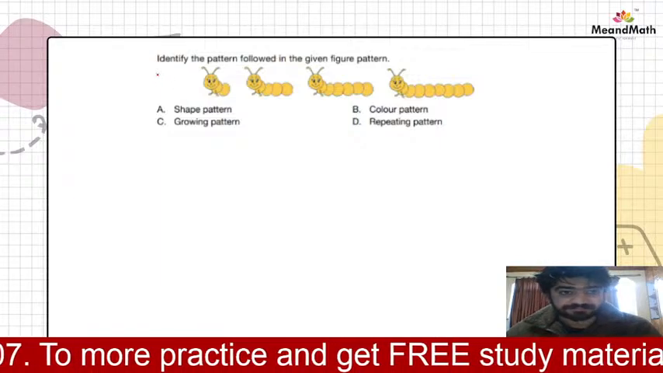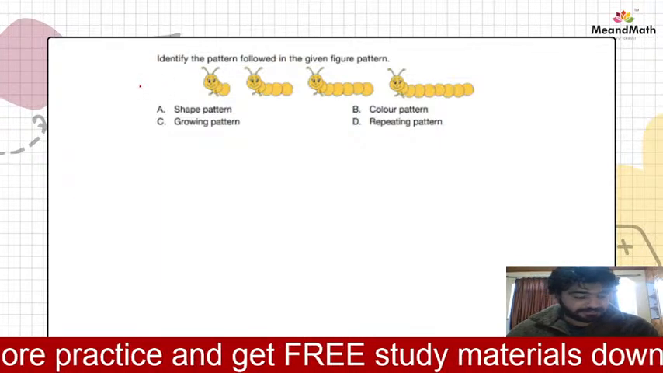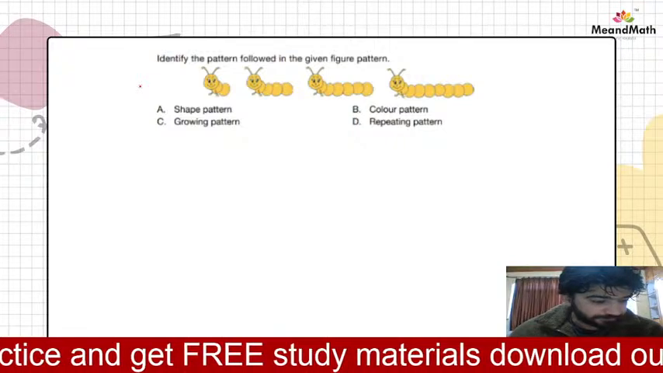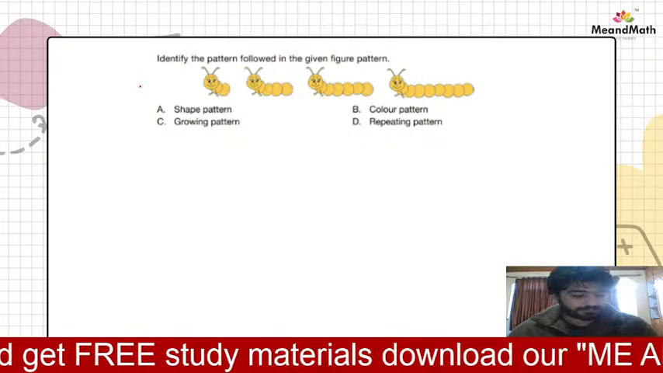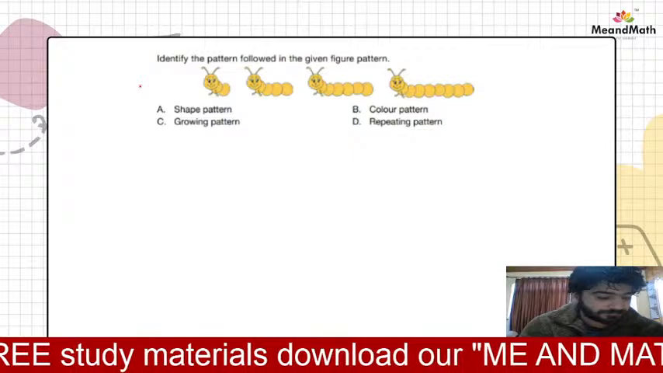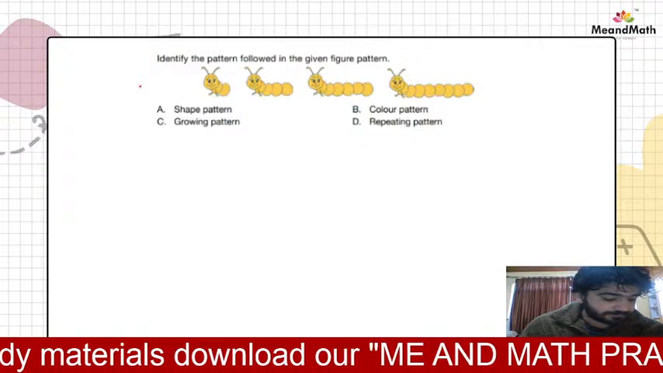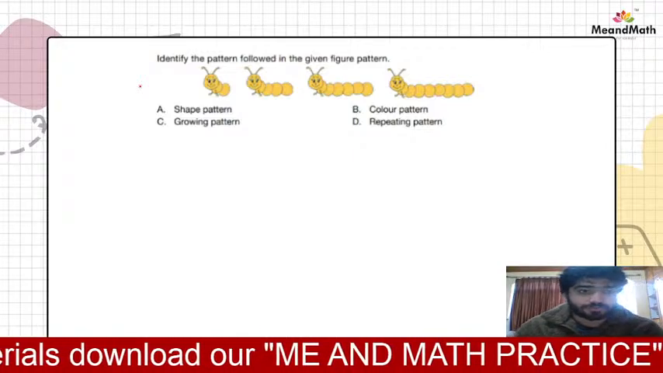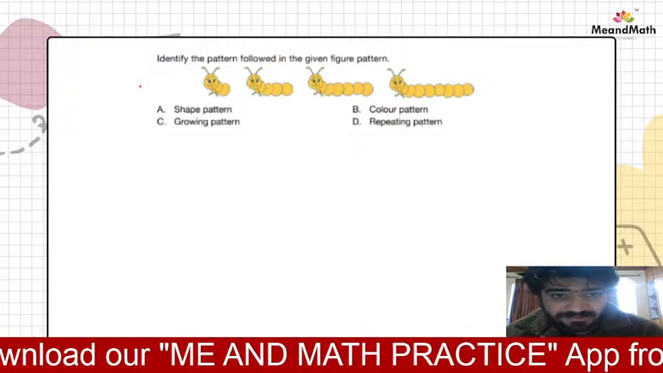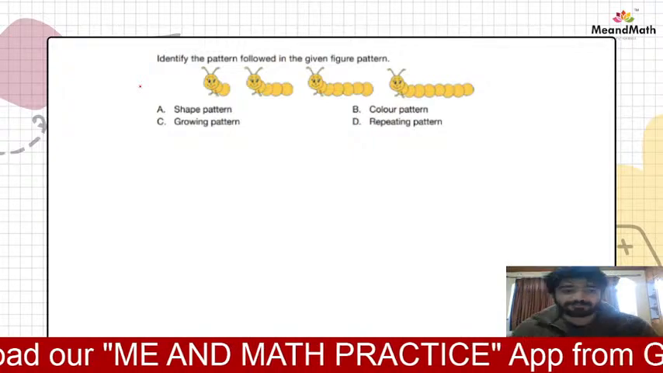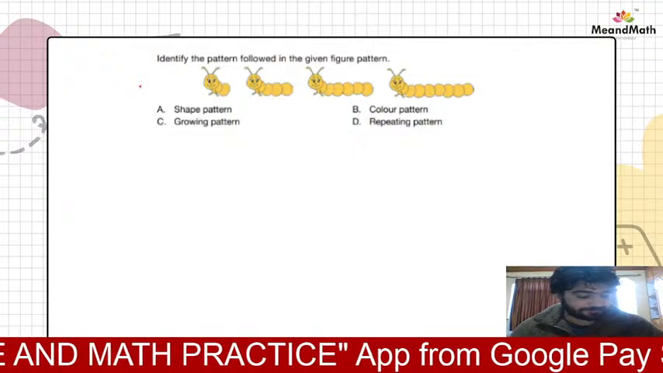So the next thing is this question. So who will answer this question? Identify the pattern followed by the given pattern. So I'm waiting for your answers in the chat box.